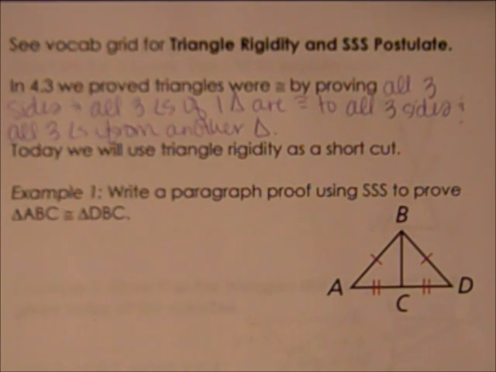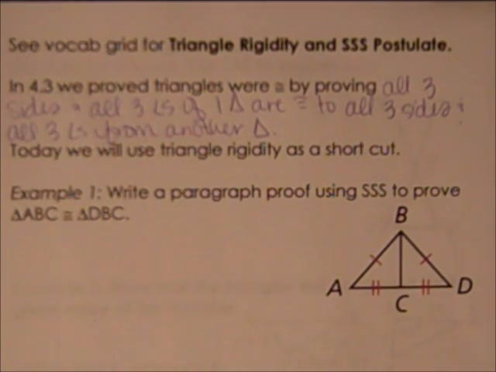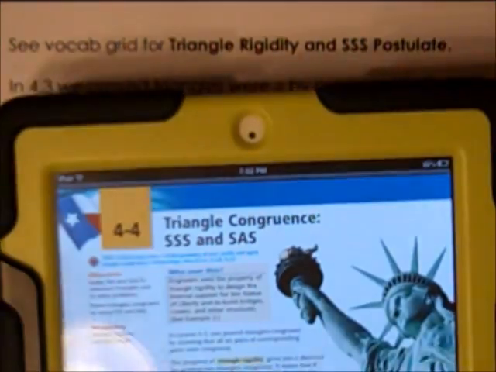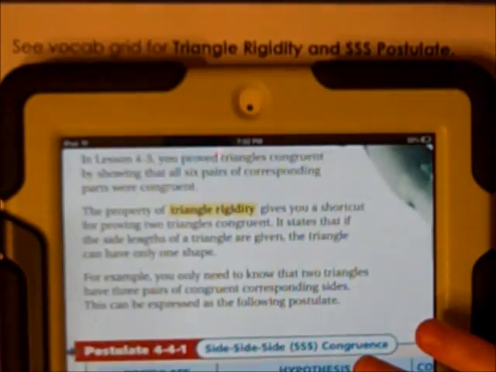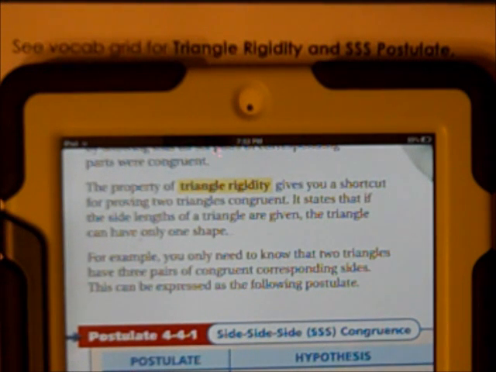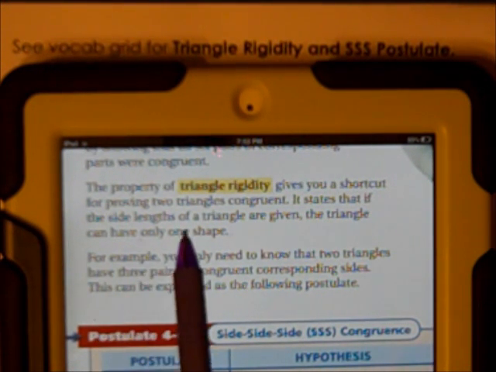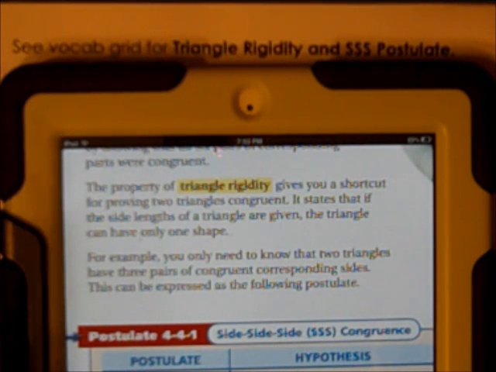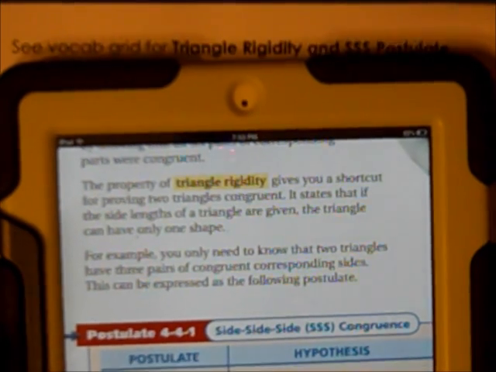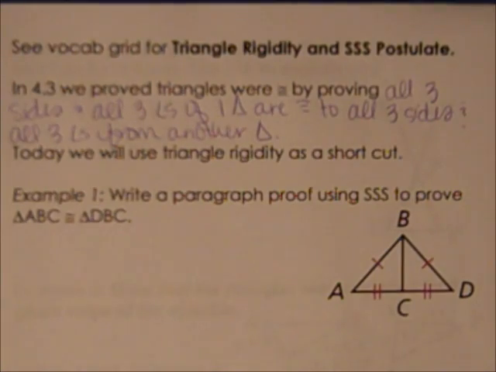Okay, so this is the video for 4.4. In your vocabulary grid, you have a definition for triangle rigidity, and it says that's the property where if you have the side lengths of a triangle, then there's only one triangle that can be made. So if I tell you that a triangle has side lengths 3, 4, and 5, there's only one way that triangle 3, 4, and 5 can fit together, meaning there's only one set of angles that can go with that set of triangles. So because of triangle rigidity, we get all these shortcuts from what we were doing in 4.3.